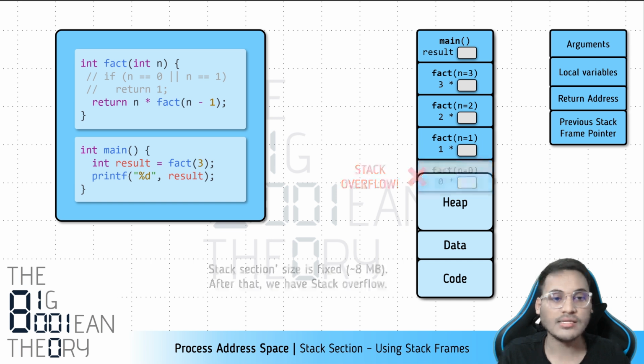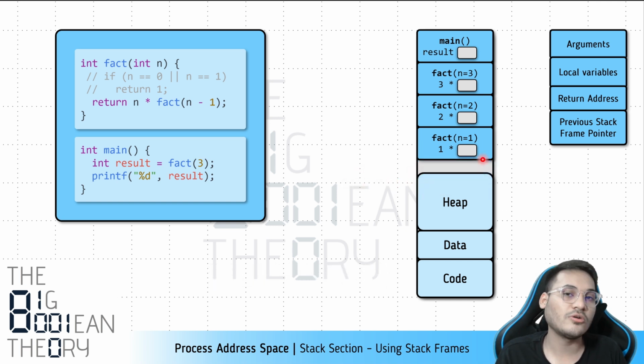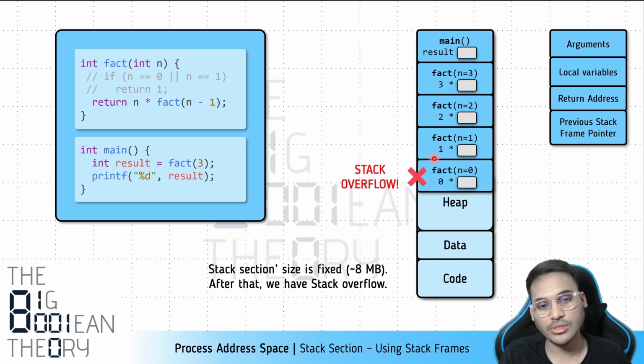So basically there is a fixed limit, a fixed amount of memory that is allocated for the stack section. Although you see that the stack section is growing and shrinking, it still has a limit, right? It has a limit in the sense that beyond that point, if it crosses, then it is an illegal operation. So that is a stack overflow. The data that has been pushed onto the stack section is now beyond what was allowed. So this is a stack overflow. Generally, the stack section size is fixed, roughly 8 megabytes. After that, we have stack overflow.